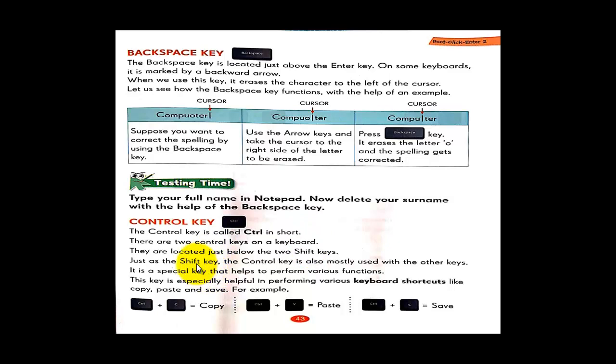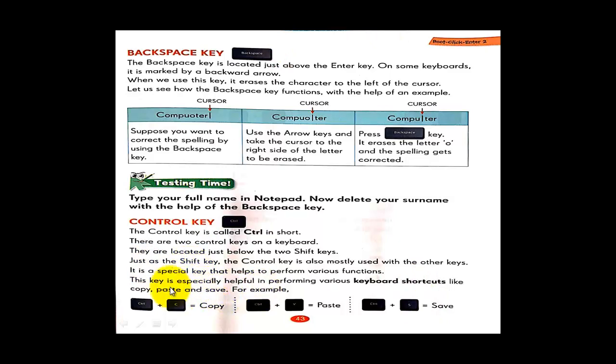Where the shift key also works in combination with some other keys. So the control key also works with some other keys. Now it is a special key that helps to perform various functions. The control key performs various functions in a computer. Now this key is especially helpful in performing various keyboard shortcuts like copy, paste, and save.